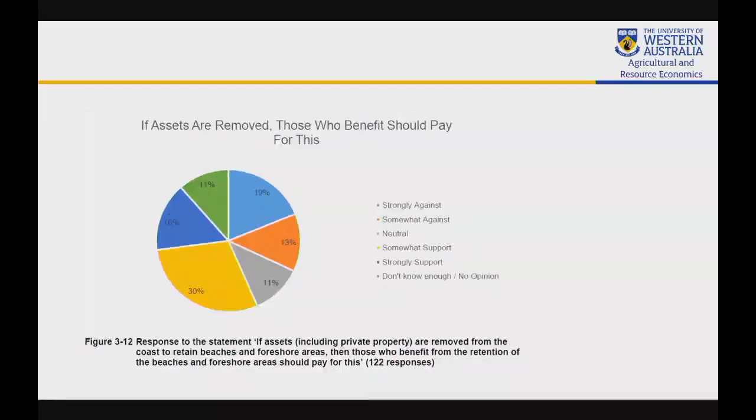If assets are removed, so private property, this is like the managed retreat, who should be paying for that? So if private property has to be taken back out to allow the coast, the beach, to sort of just extend in, who should benefit from it? The people who should benefit are the people who are on the beaches, presumably. They should be paying, so that's like a beneficiary pays type thing coming up.